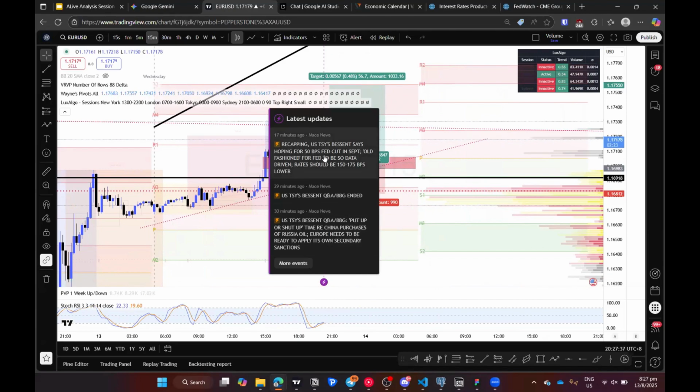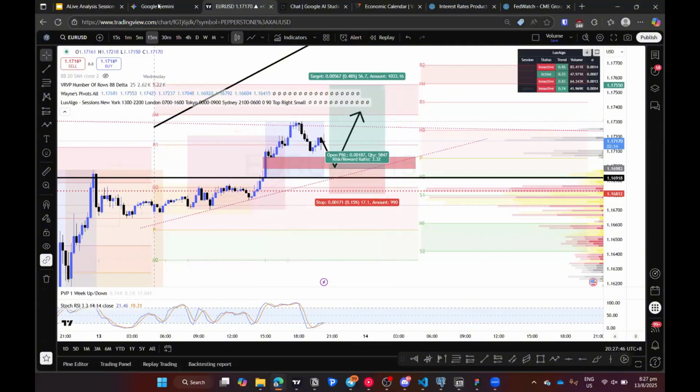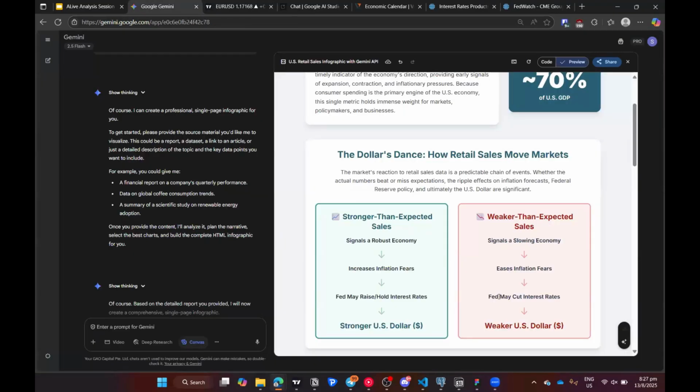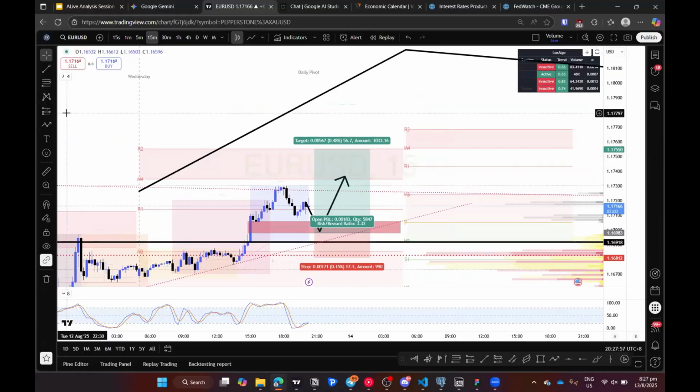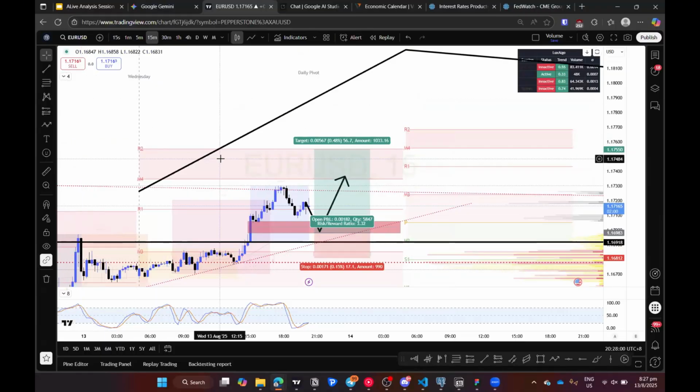Okay, so if it's not a 25 basis point but a 50 basis point cut, the Federal Reserve cuts interest rates, weaker US dollar. This would mean that EUR/USD is going to shoot up. So macro-wise, we are bearish on the dollar. Technical-wise, we are also bearish on the dollar. So both of that lines up.